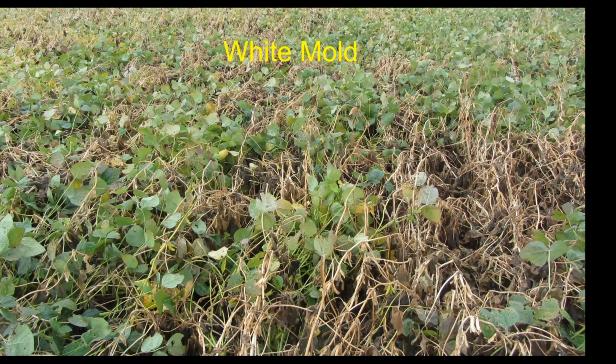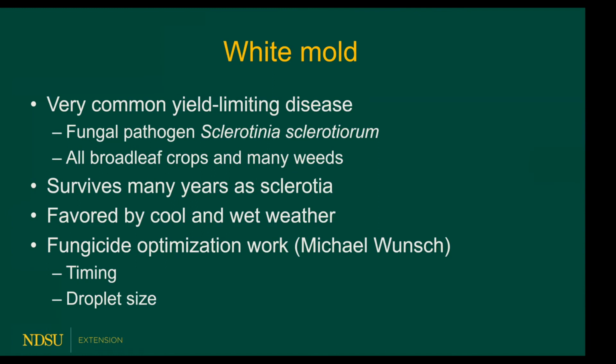Okay, I'll touch on white mold here. So white mold, we all know, very common yield limiting disease. It's all broadleaf crops and many weeds that are susceptible to the same fungal pathogen, the Sclerotinia sclerotiorum. It survives as a sclerotia, so it'll survive a long time. And it's favored by cool and wet weather. And that is important. We've not been cool and wet, but the sclerotia will survive longer than the drought we've had.